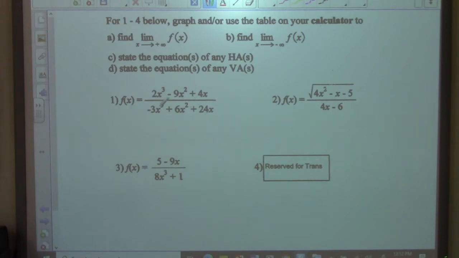I want you to go ahead and work on these, and we'll talk about them in a few minutes. Go ahead and work on 1 and 2, and we will talk about that. Yes, you may use your calculator for those. Eventually, I hope you'll be able to do these without a calculator, and I'll show you when that happens.